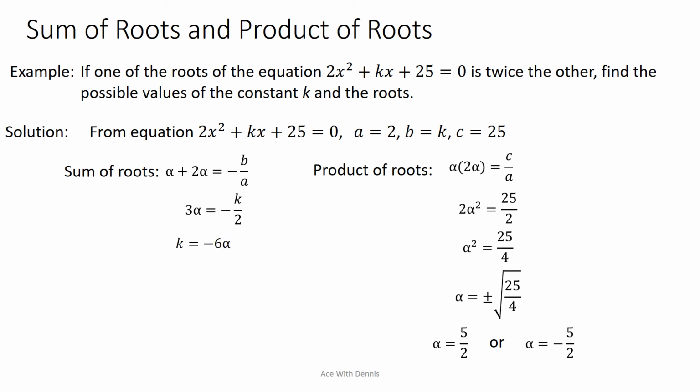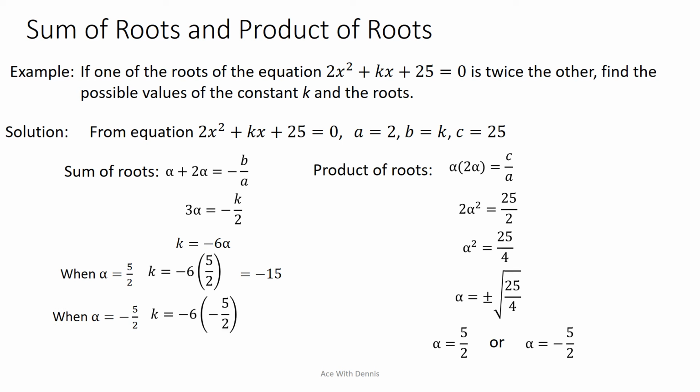We go back to the sum of roots. We get k is negative 6 alpha. When alpha equals 5 over 2, the k will be negative 6 times 5 over 2, which is negative 15. When alpha is negative 5 over 2, the k is negative 6 times negative 5 over 2, which is 15. So these are the possible values of the constant k.